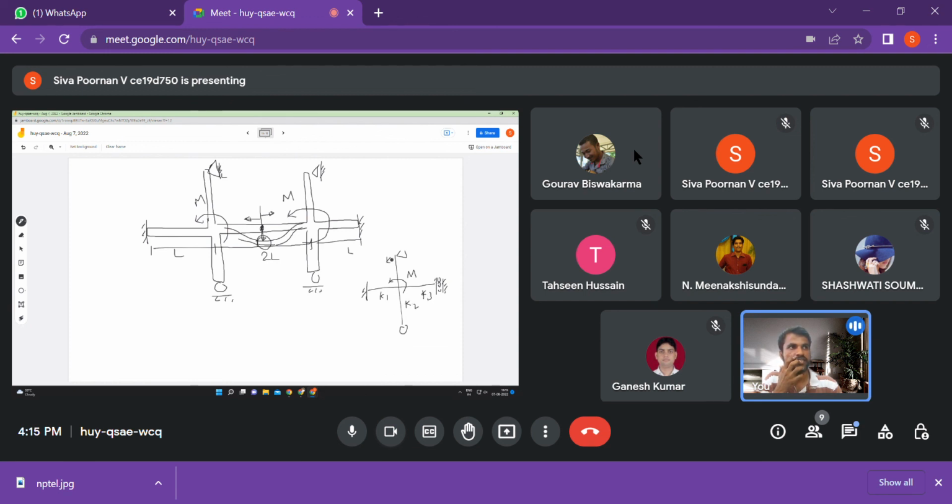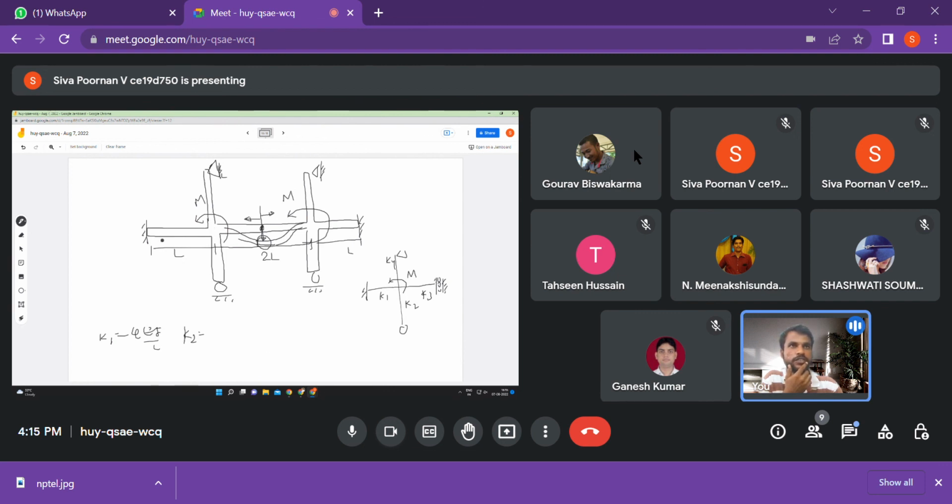Do we know k1, k2, k3, k4? What is k1? K1 is going to be 4EI by L. And what is K2? K2 is slightly bit complicated. Let's see who says it. Look at the boundary condition here. What have we been given here? It's a roller, right?